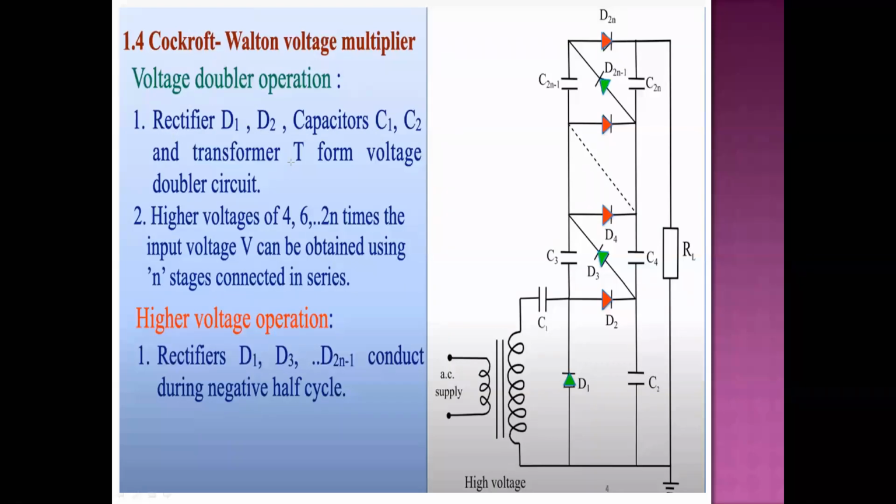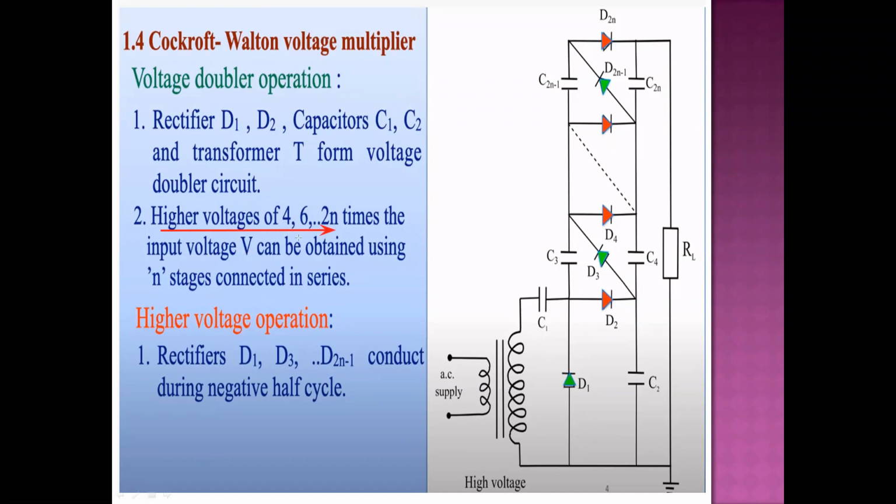Rectifier D1, D2, C1, C2, transformer, voltage doubler circuit. You know well. Let's consider higher voltages. 2V, 4V, 6V, 2N times the input voltage V can be obtained by using N stages connected in series.